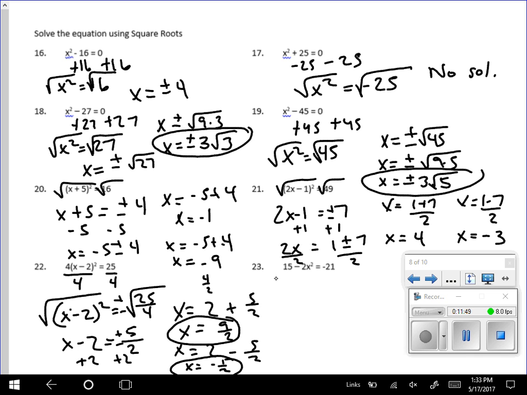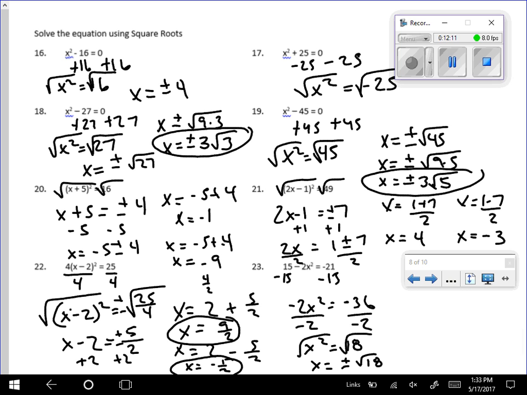All right, last one, subtract 15 here. -2x squared equals -36. Divided by -2, x squared equals +18. Square root, x equals plus or minus square root of 18. That's not simplified, so x is going to equal plus or minus, if we did 9 times 2 in there, 3 times the square root of 2.